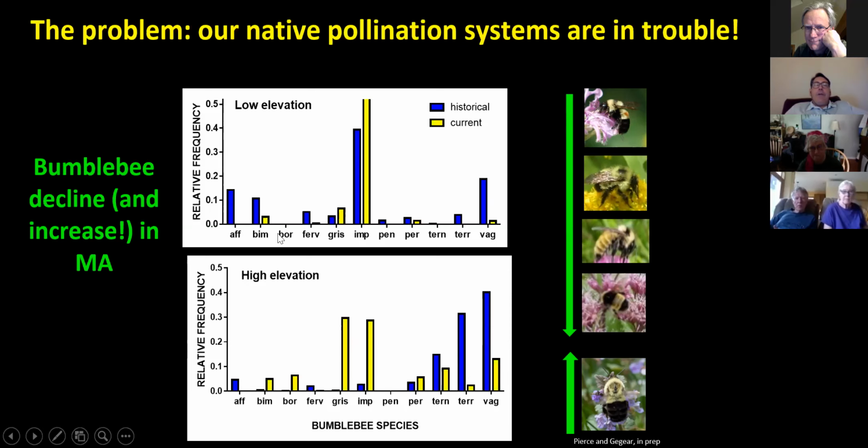There are only 11 species shown here. As I said, there's a 12th, so I haven't updated my figure. So there are definitely species that are in serious trouble.